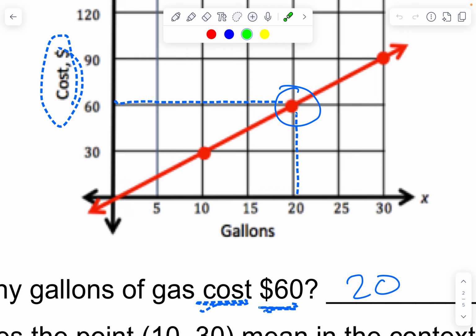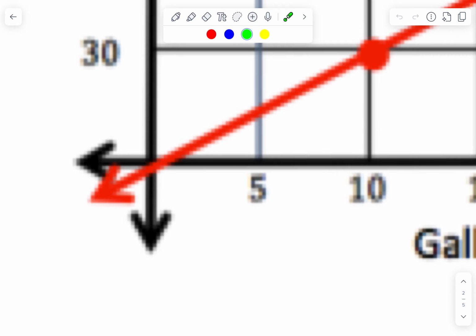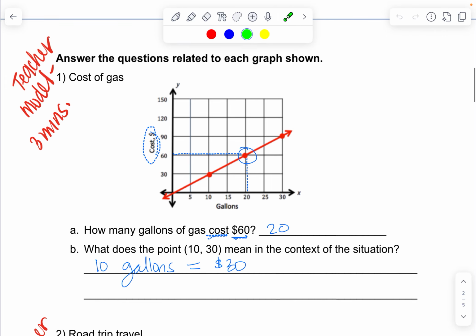Where would 1 be on our x? 1 would be around here. And what do you think the cost would be if it's 1? So students might have to estimate, take a guess. They should know that it's less than 30, right? They'll give you some sort of estimate that's right here. Let's see what they come up with.